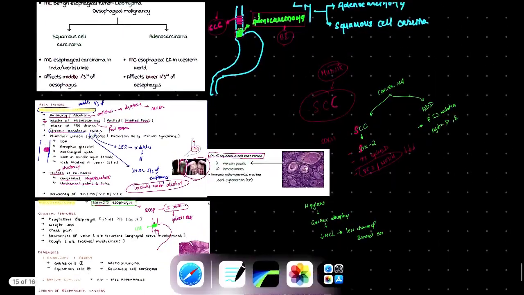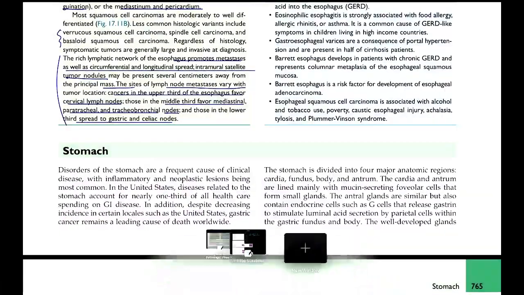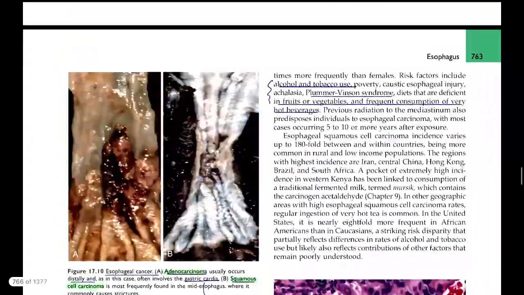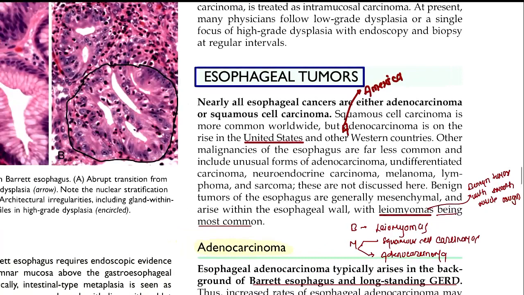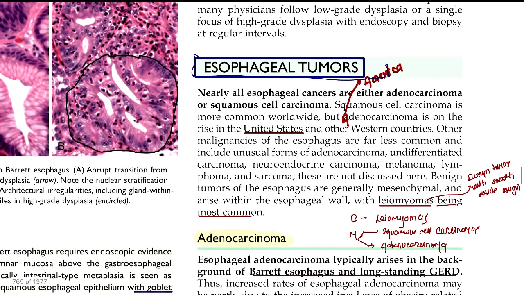Now let us move toward the content of Robbins, on esophageal tumor. Here it is talking about the prevalence of adenocarcinoma in the United States. The esophageal tumor can be benign also, and that is leiomyoma, and malignant, and under malignant we will study squamous cell carcinoma and adenocarcinoma.